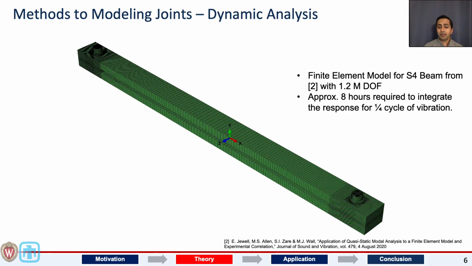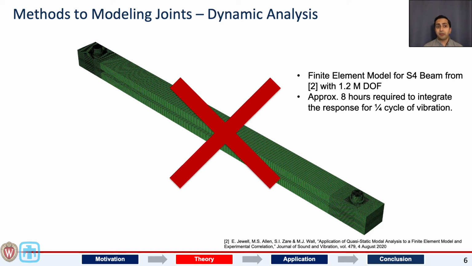One method to excite multiple modes simultaneously is dynamic analysis. So here we have our finite element model of our S4 beam structure with 1.2 million DOF. It takes approximately 8 hours to integrate the response for a quarter cycle of vibration. However, to generate these frequency and damping with respect to amplitude responses, we need more than a quarter cycle of vibration, which can end up taking days to weeks to years. So it is unfeasible for such a structure.